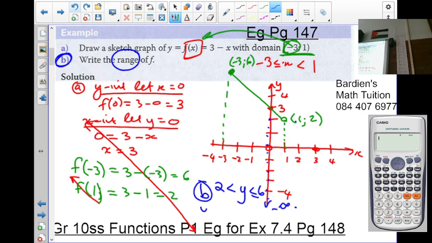Otherwise you can say y is an element of 2 to 6. Now would 2 get a block or a round bracket? A curve or block? Curve. Why? It's excluding. The 6, block or curve? Block. And there we go. Either one of the two, either in inequalities or interval notation.